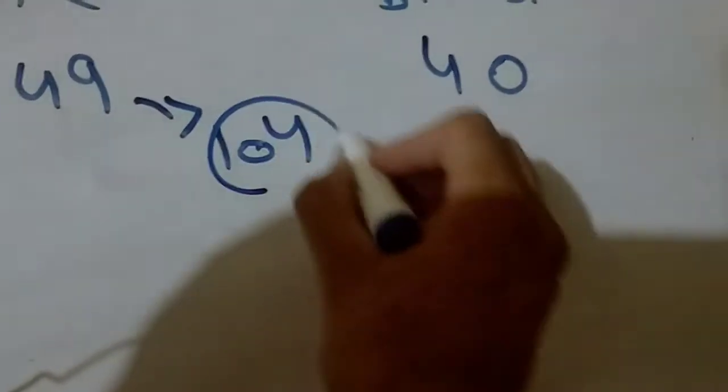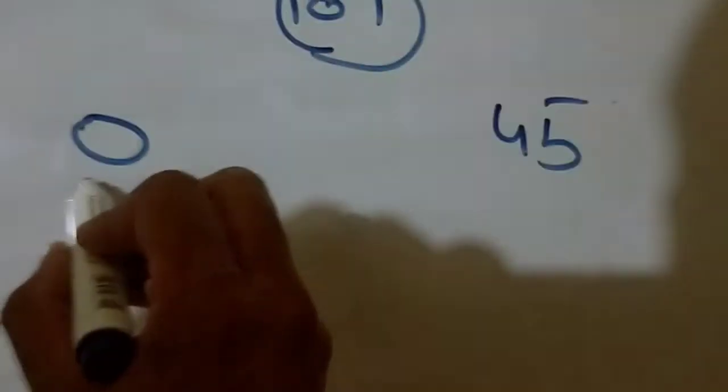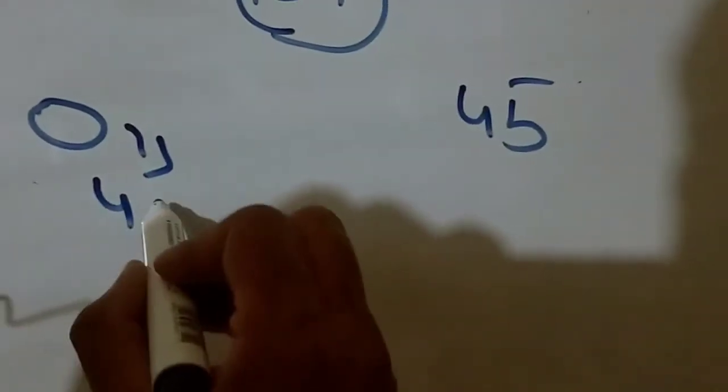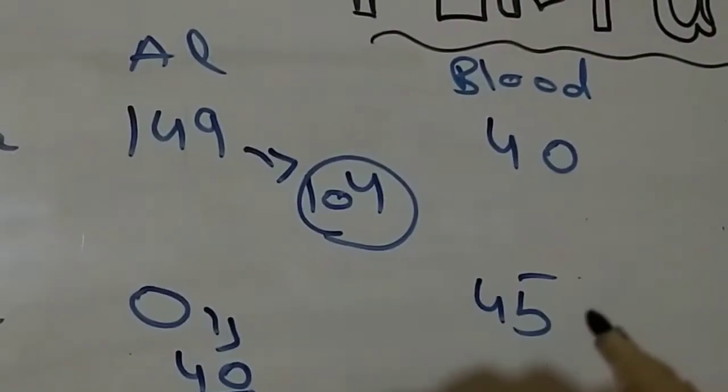Then, talking about the PCO2, the partial pressure of carbon dioxide, it is 0 in the alveoli, and in the blood it is 45. During the exchange, when the blood is oxygenated, the carbon dioxide is delivered to the alveoli, so the value in the alveoli becomes 40. This is the general information we must keep in mind.